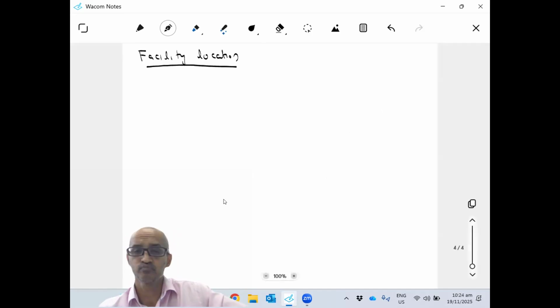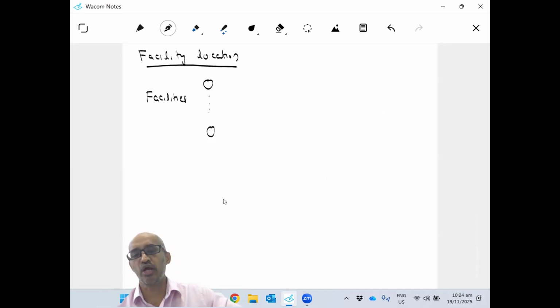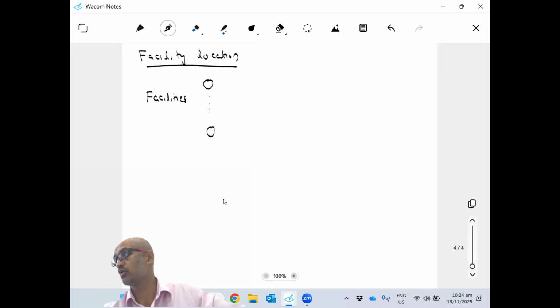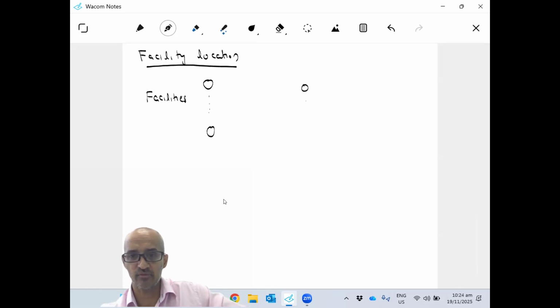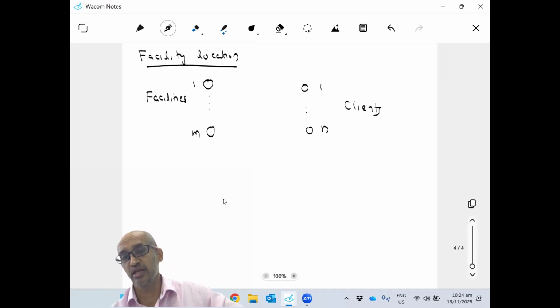So here's an example. I've got a set of, let's say, facilities. Think of these as locations where you are trying to open factories. And you've got a set of clients. So let's say I've got M facilities and I've got N clients that I want to serve. So facilities are trying to serve clients. You're trying to produce in these facilities to serve the clients, N of them.